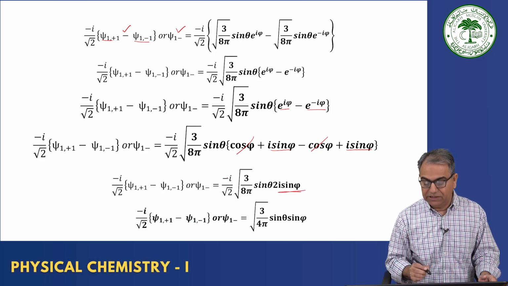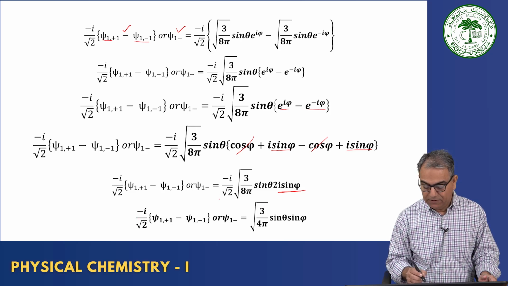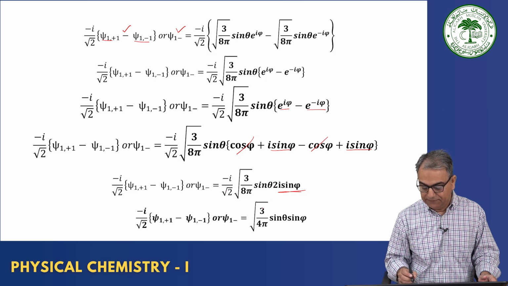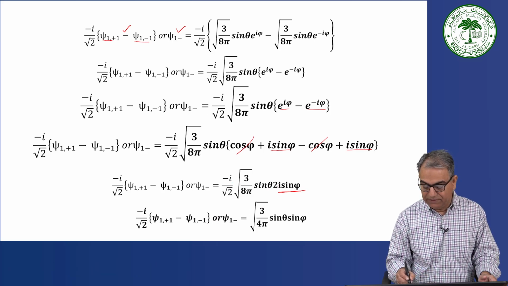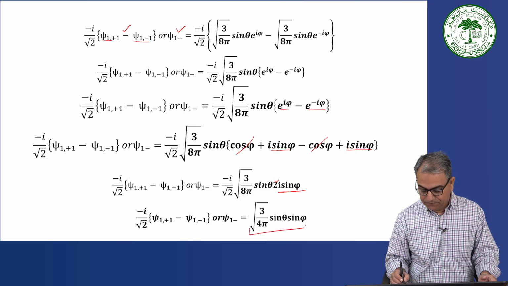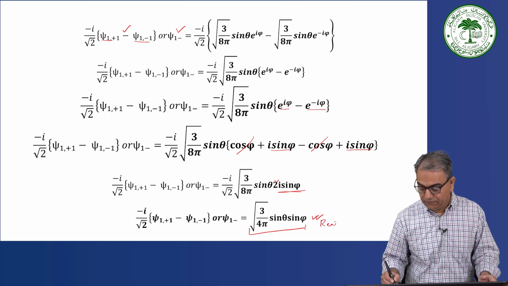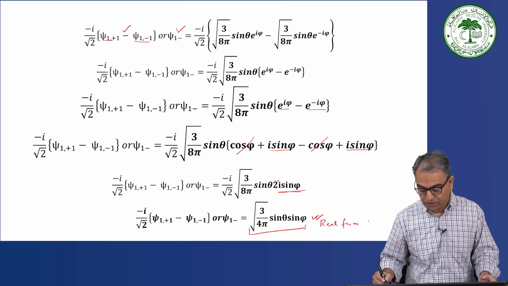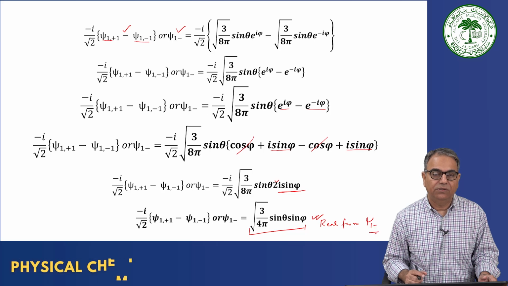This i has to go, so this is minus i, and if you multiply with this one, since it's minus i and i, it will be i square. I square will be minus 1, minus will be plus 1, so it will go, and the rest of the thing will remain the same. 2 is there, root under 3 divided by 8 pi is there, so this is the combination sin theta sin phi. So this is again a real form for psi 1 minus.